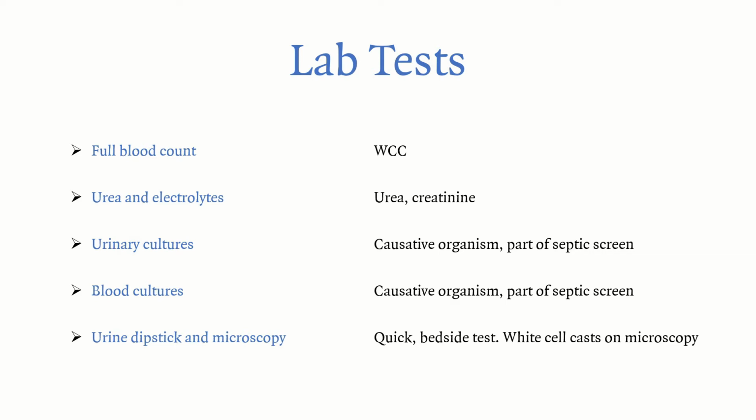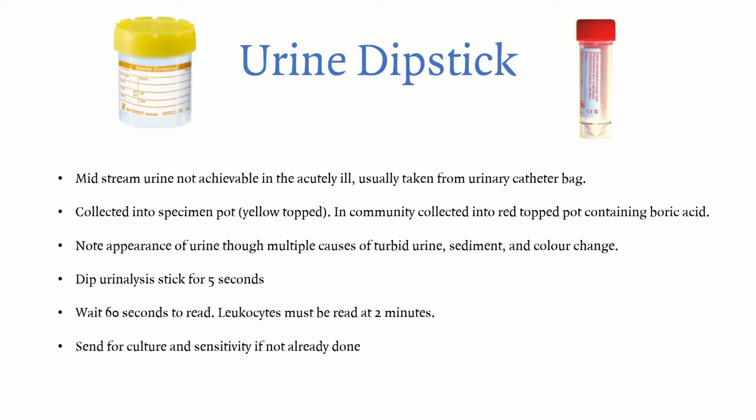So the urine dipstick is a quick test that you can perform at the bedside. And let's just have a look here quickly, and just a quick focus on the urine dipstick, because it's a quick tool that you can use at a bedside. And I think you should familiarize yourselves with the actual dipsticks and how to interpret it. So usually the urine dipstick is taken with a midstream urine, which is not achievable in someone who's acutely ill. You can't really ask someone to urinate in different pots while he's acutely ill. So you usually take it from the urinary catheter bag.